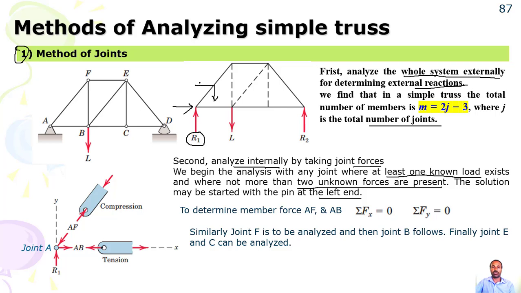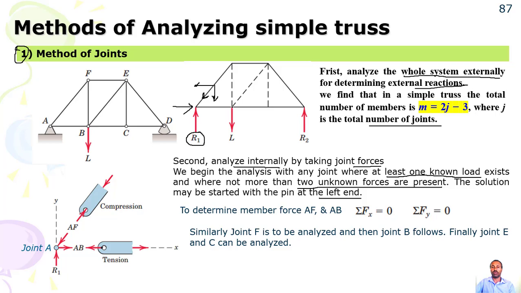Then this is the horizontal. Then the force will be towards the joint, which is compression. You can see compression. So if you have an upward force, then the vertical component of the member should be in the downward direction. Then the horizontal will be in this direction. Then you have this one, the force should be in between. So AF will be compression.